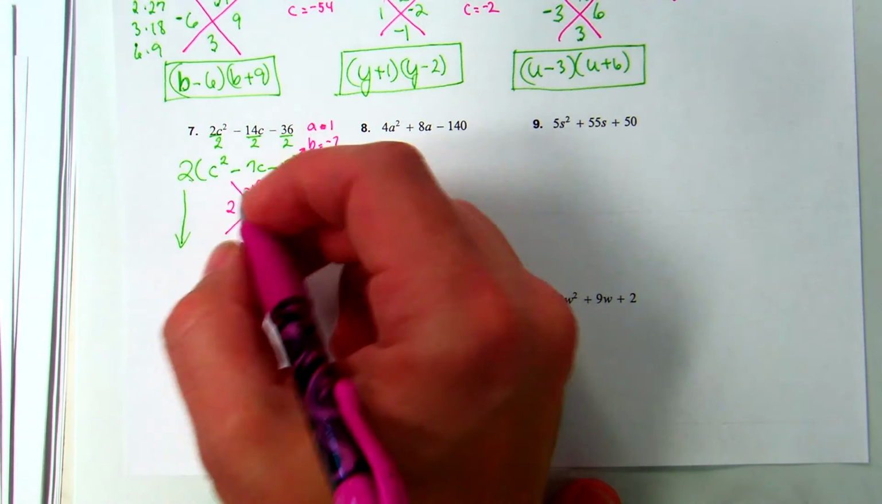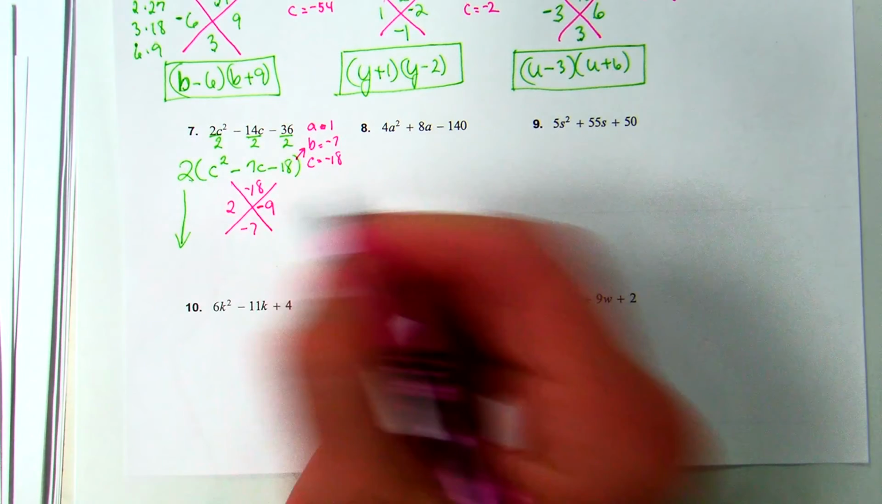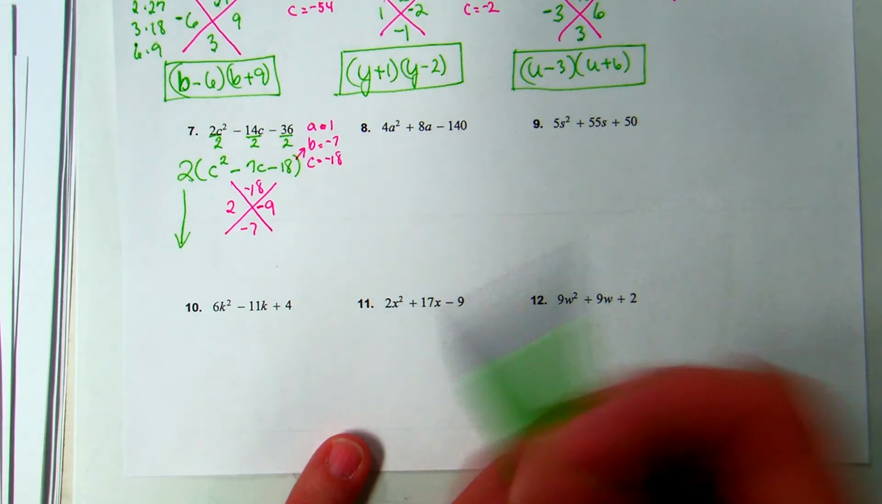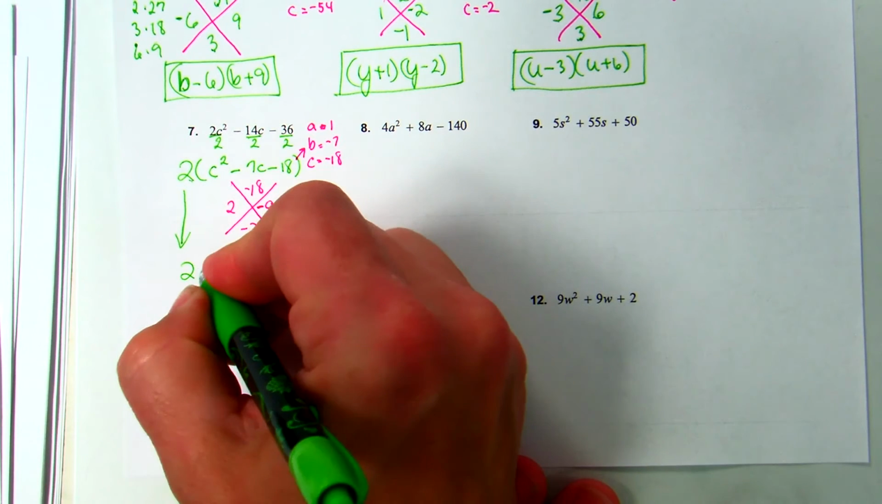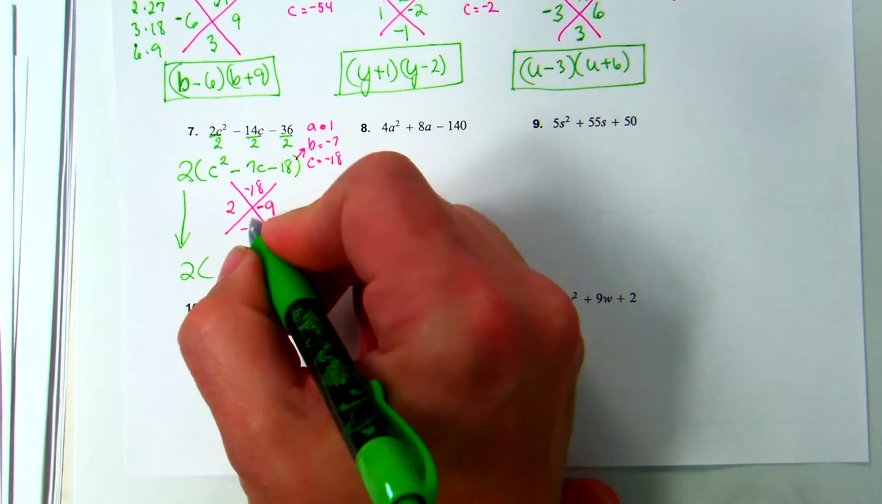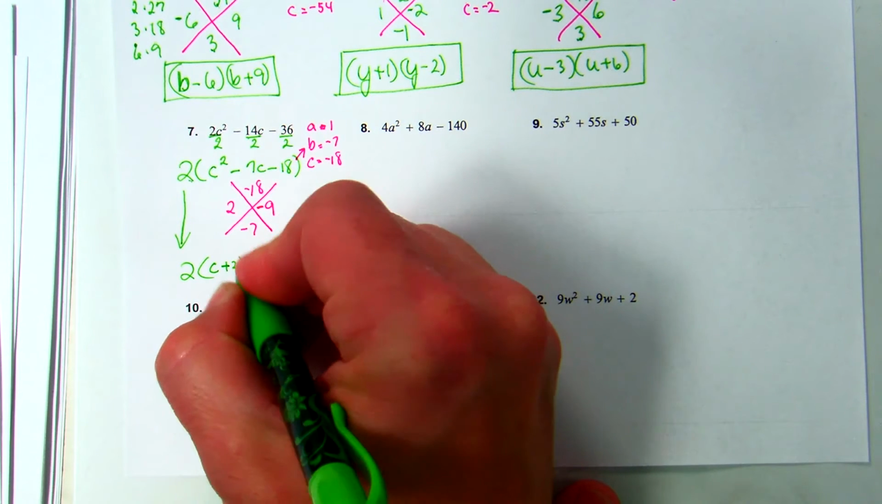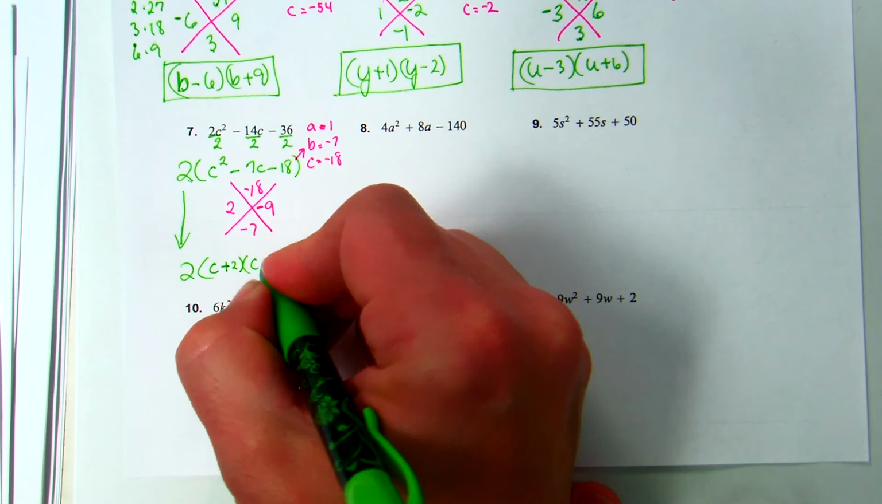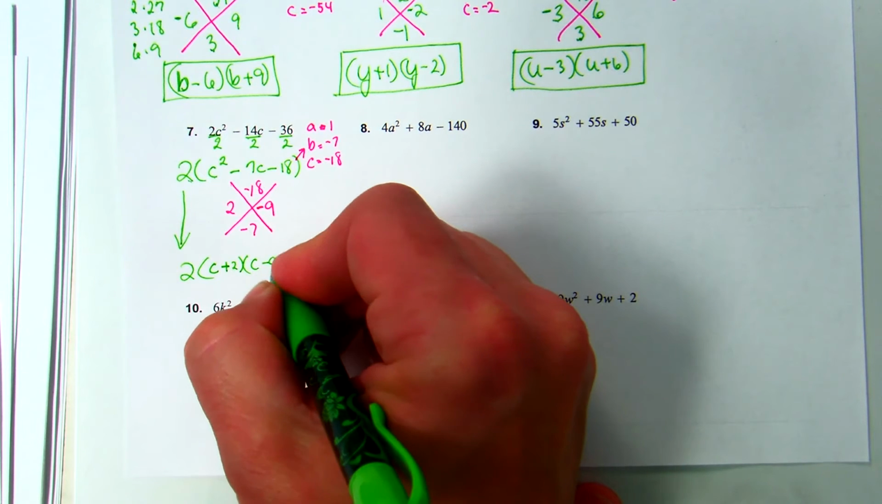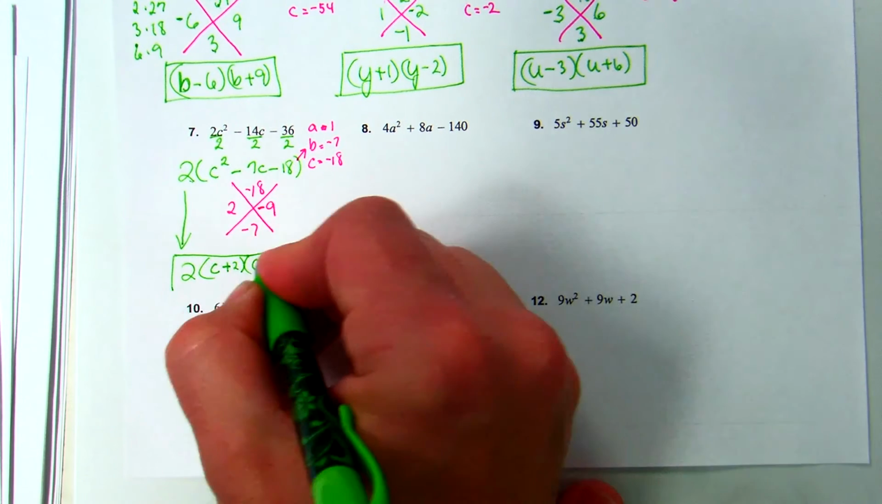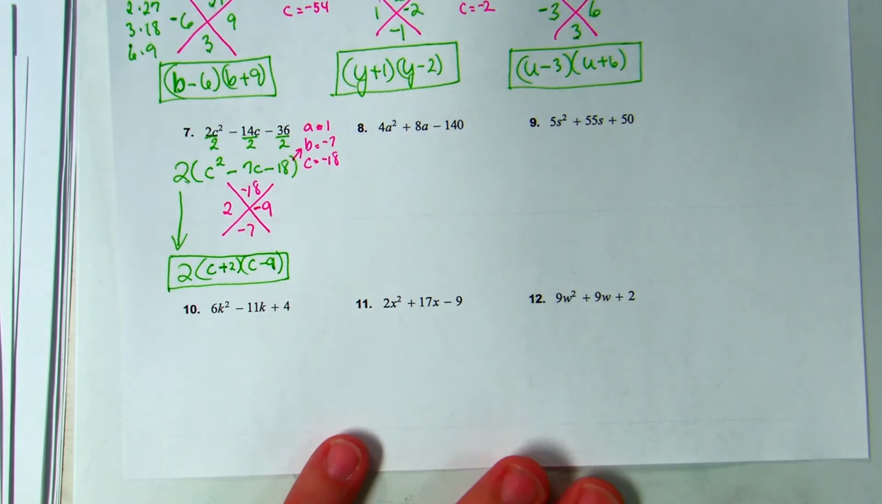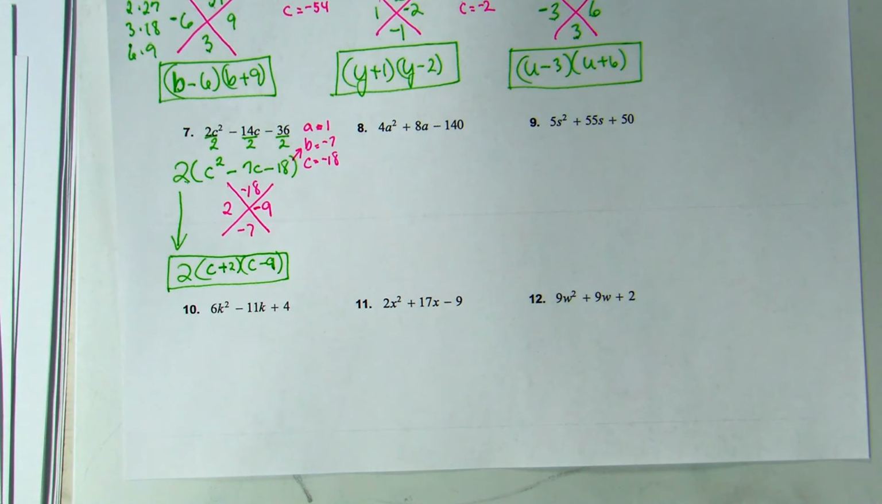Okay, so don't forget your 2 when you bring this down. Okay, don't forget the 2. So we're going to have 2 times C plus 2 times C minus 9. And that will be your answer, factored form for number 7: 2 times C plus 2, C minus 9.